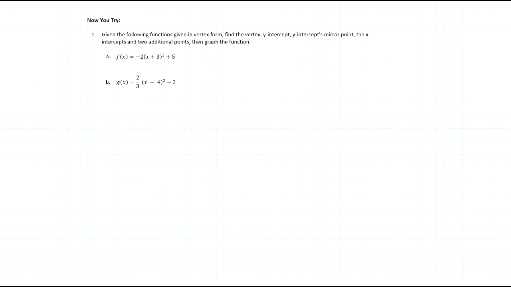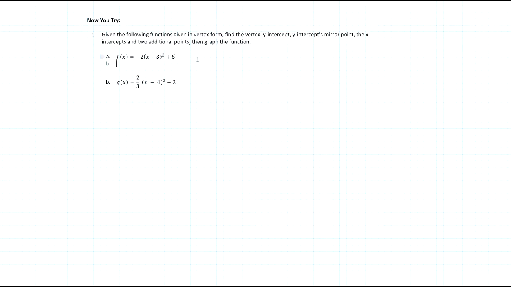This is Noah, and in this video we're going to go ahead and run through the solutions to the now you try problems. We're graphing a quadratic function given in vertex form. Given the following functions, find the vertex, y-intercept, y-intercept's mirror point, the x-intercepts, and 2 additional points, then graph the function.